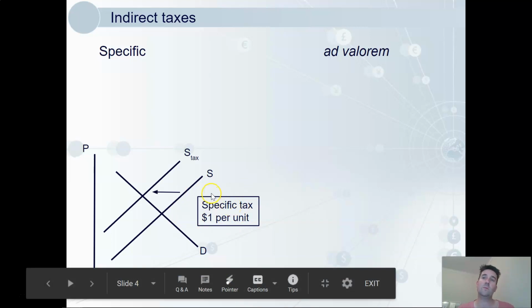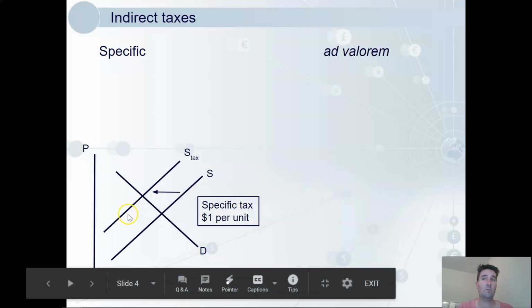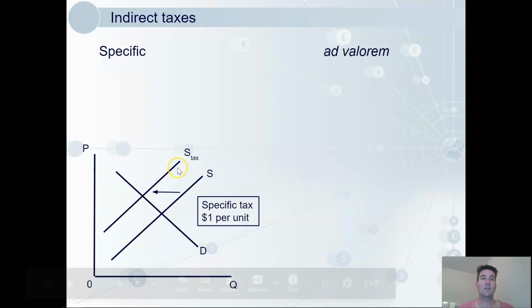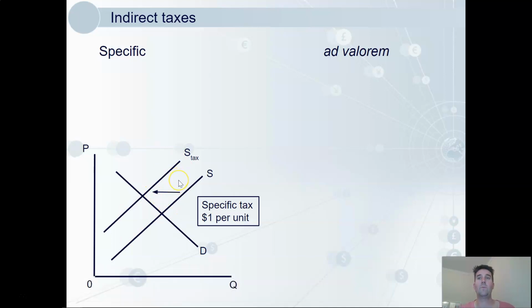So the producers are willing to supply less at each price as they have to give their $1 per unit to the government. The new curve is parallel as the vertical distance between the curves is the amount of the tax, and the amount of the tax per unit is always $1. So the vertical distance will always be the same. An example of a specific tax is the excise on petrol, which stands at about 40 cents per litre. So about 40 cents of every litre of petrol you buy is taxed to the government.